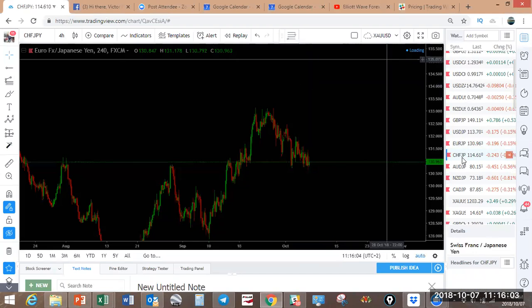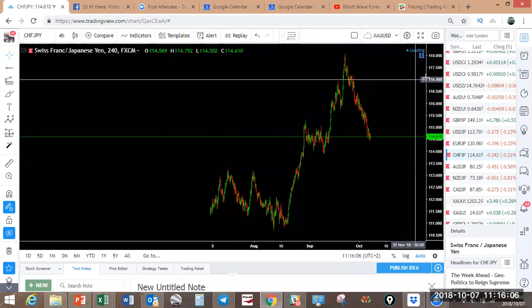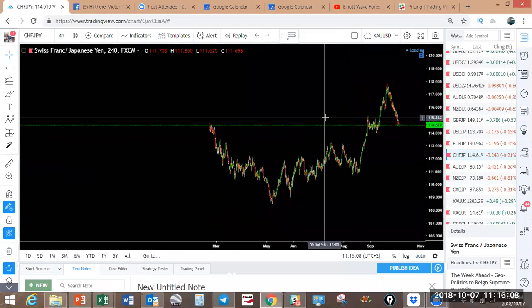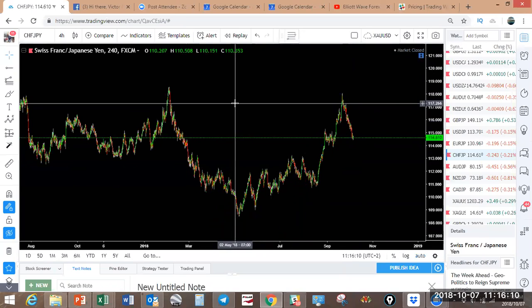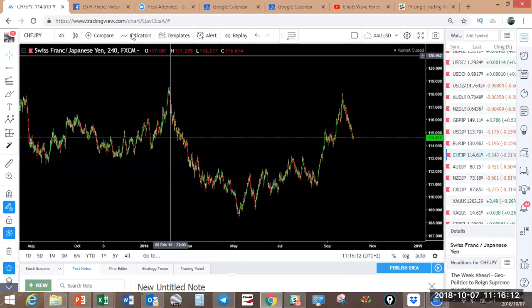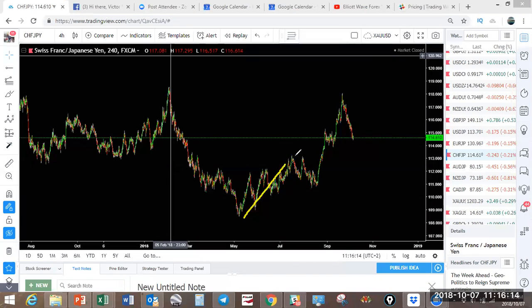CHFJPY. CHFJPY, it's got a very simple structure. If I just go to the daily, you'll see something very easy with this one. We are looking at this as a 1, 2, 3, and now we're looking for a pullback. We're going to get a 1, 2, 3 pullback before we go up. That's what we're going to be looking at on this one.